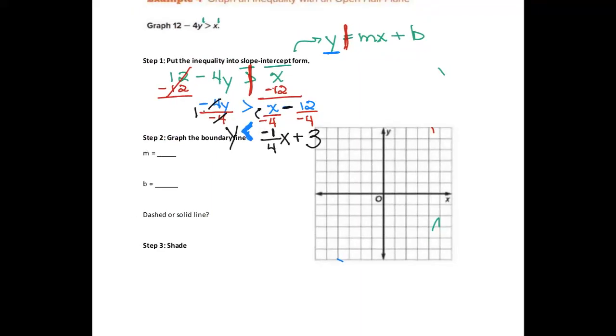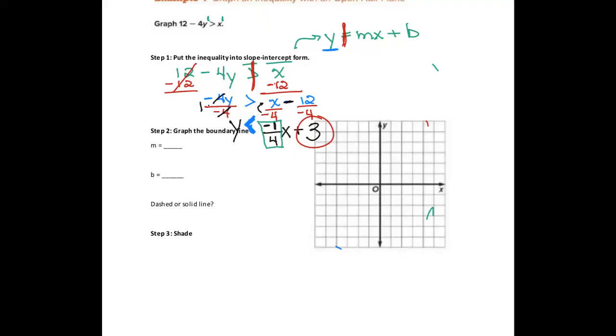So now this is in slope-intercept form. Slope comes first, then the intercept. So this is your slope in front of the x, and this is your intercept. So the slope is negative 1/4. And the b, that's your y-intercept, that's that constant number by itself, is 3.